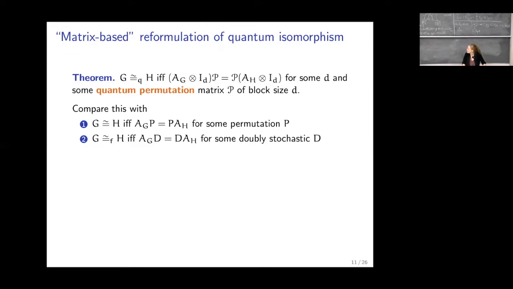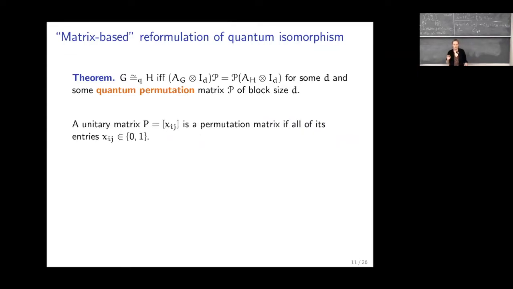All right, so now what is this quantum permutation matrix of block size D? You can see it as some sort of generalization of a permutation matrix. Now, let me pick this particular definition of a permutation matrix. I want to say that a permutation matrix is a unitary matrix whose entries are all either 0 or 1.